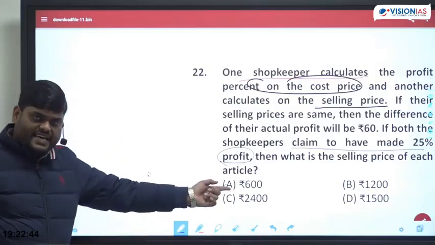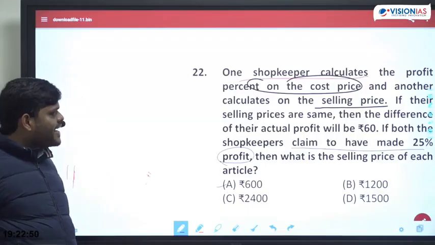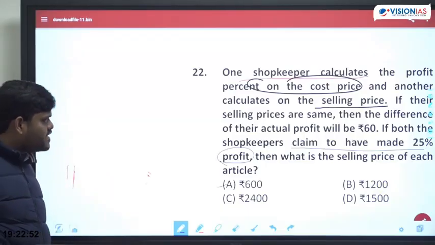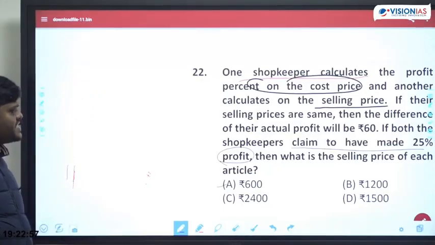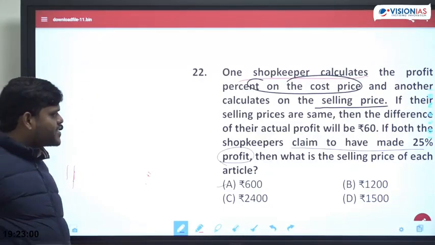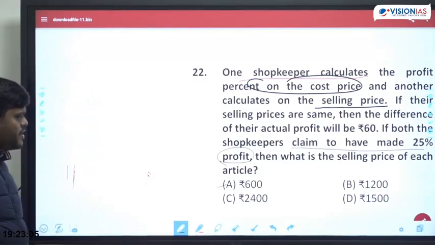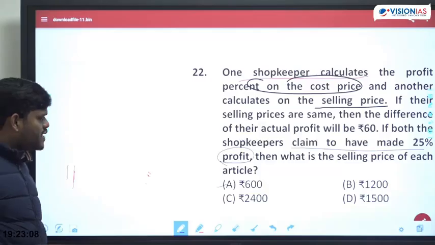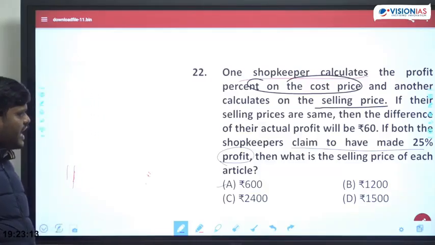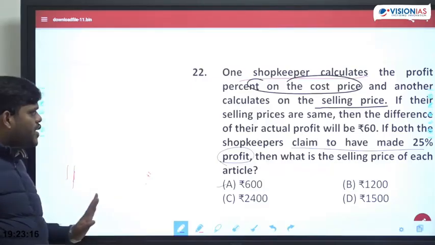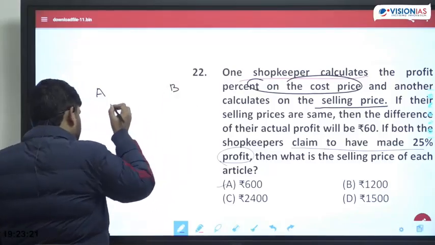So I will again read that question. What is the question actually saying? One shopkeeper calculates the profit percent on cost price and another calculates on the selling price. Fine. If their selling prices are the same, then the difference of their actual profit will be 60 rupees. If both shopkeepers claim to have made 25% profit, then what is the selling price of each article? Okay, so suppose shopkeeper A is there and shopkeeper B is there.